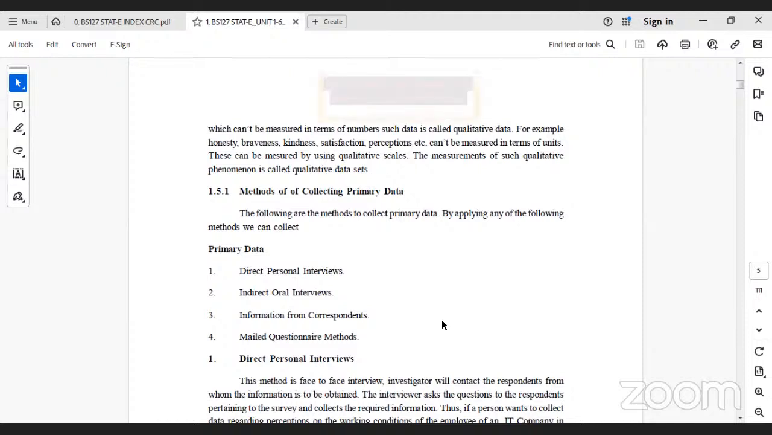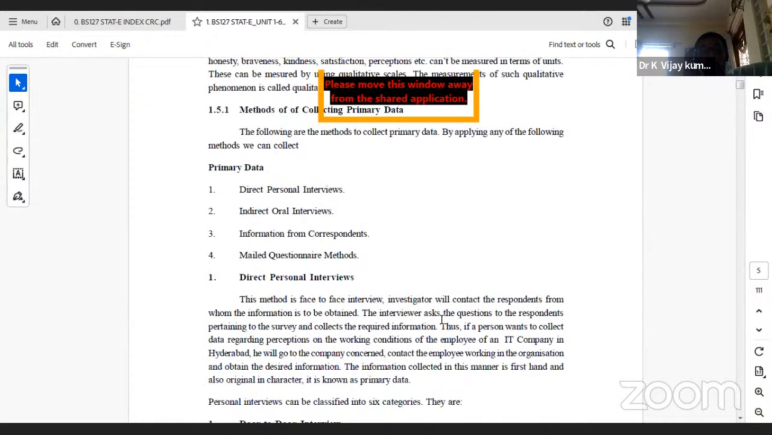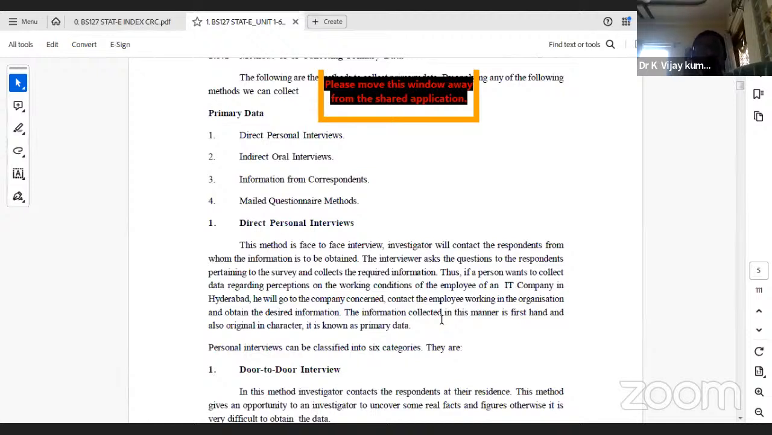Direct personal interview: man to man, person to person, woman to woman, man to woman, woman to man. For direct personal interviews you have to write what a direct personal interview is: the method is face-to-face interviews. Suppose we are going to a house, they have to give the information: what is your name, what is your father's name, how many members are in the house, what is your occupation, what is your category. So see here, this is a method of face-to-face interview.